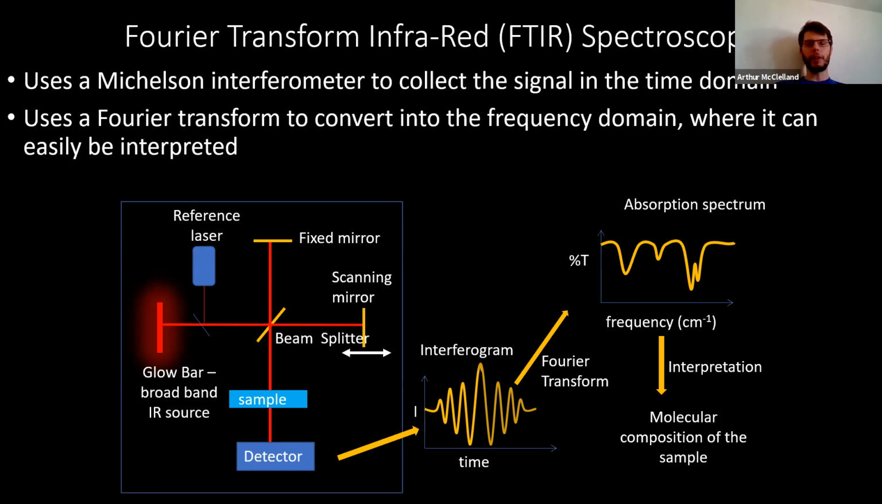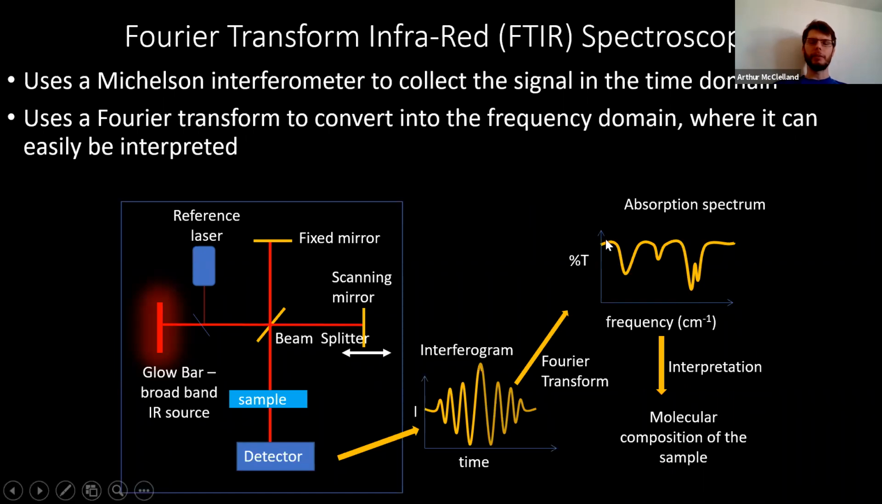And the function of time is related to the position of the scanning mirror. So we know how fast we're scanning the mirror. So at each time, we know where the scanning mirror is. So we can convert this time axis really into a scanning mirror position axis. Then we can do a mathematical transform called the Fourier transform. And that takes us from the time domain to the frequency domain.